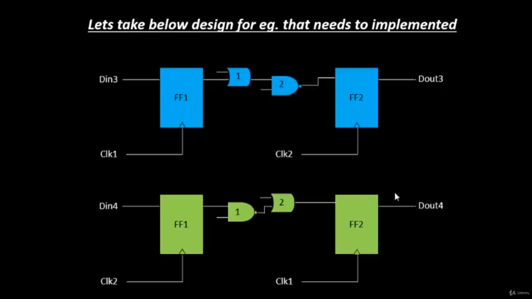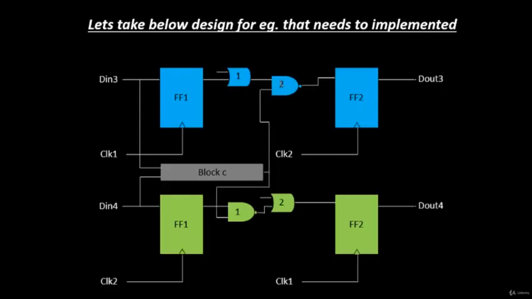Okay, let's take one more pre-placed cell somewhere in the center. So we have this pre-placed cell block C, which gets its input from D in 3 and D in 4, and the output of this particular pre-placed cell goes to some combinational logic, let's say this particular NAND gate and this particular NAND gate. Okay, so now let's look into the complete design.